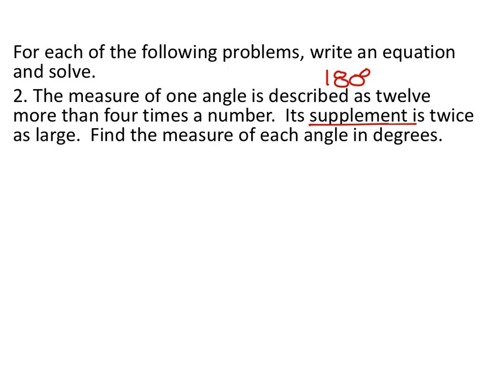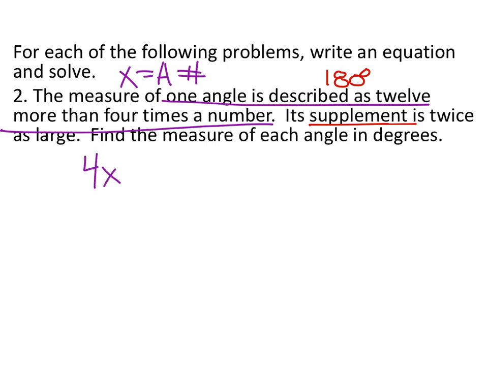But to start this off, it says the measure of one angle is described as 12 more than 4 times a number. So we're going to define our variable here. X is going to be a number based on what it said. And it said 4 times a number, but it's 12 more than that. So I would add 12 to that after I figure out what 4 times a number is. But then it says its supplement. Well, supplement means if I added it to another angle, then I would get 180 degrees.